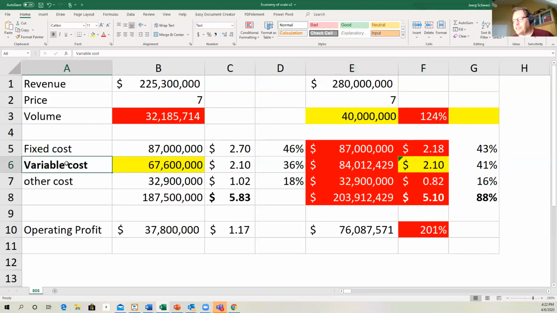My variable cost is fixed at $2.10. Variable cost is defined in economics as the cost that it takes for one additional unit. So this is the cost of the ingredients, the cost of the actual production, the bottle that you fill it in or the box that you put it in, etc., etc., the variable cost. And the variable cost stays fixed per unit, but it varies with how many units you have.